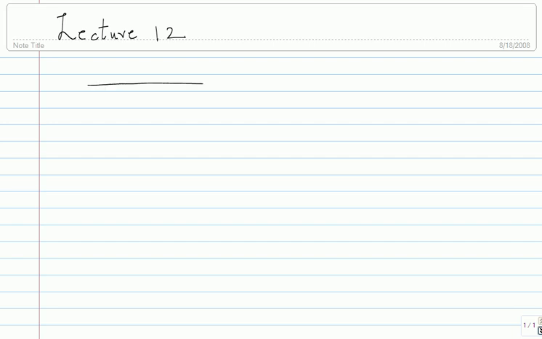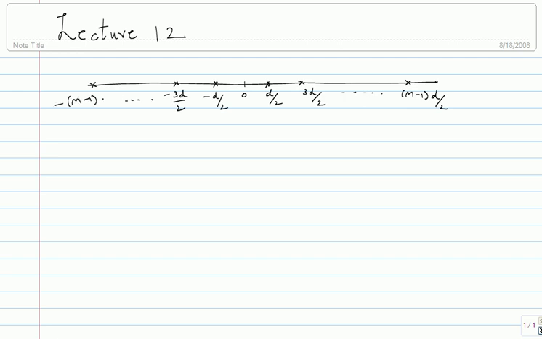Okay, so MPAM. You have d by 2, 3d by 2, and so on till m minus 1 d by 2, and minus d by 2, minus 3d by 2, so on till minus m minus 1 d by 2. That's my MPAM constellation. The decision regions are fairly simple: for the outer points you have one type of decision region, and for the inner points you have a certain finite decision region. So that's clear enough.